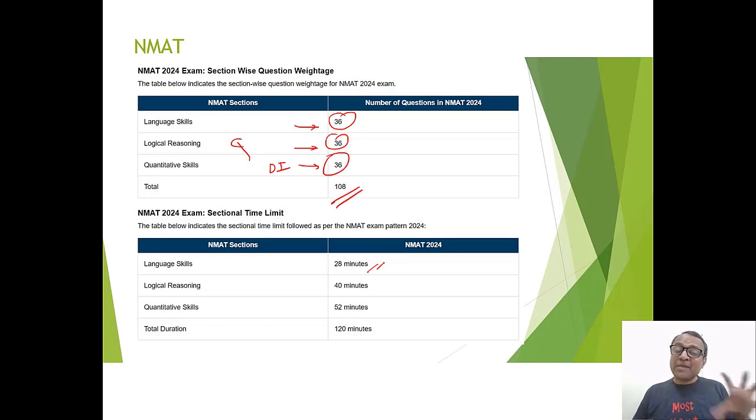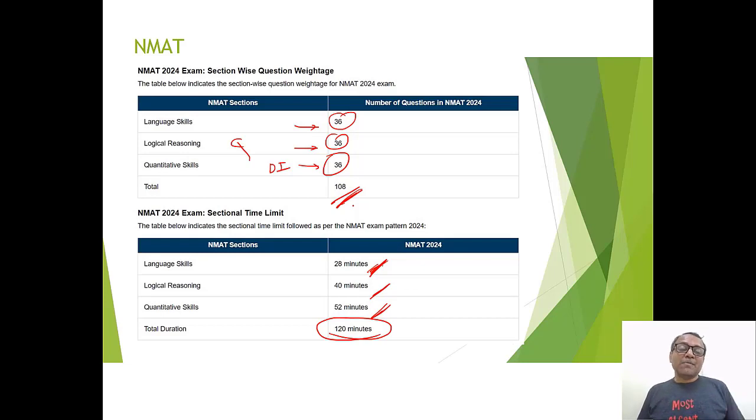In XAT there is no time limit per section. In CAT there is a time limit per section. In NMAT also there is a time limit per section: 28 minutes for the language section, 40 minutes for the logic section, and 52 minutes for the quant section. So a total of 120 minutes for the 108 questions, a little more than 1 minute per question.